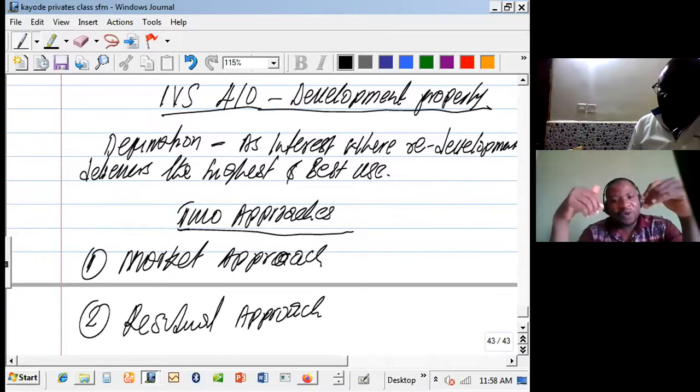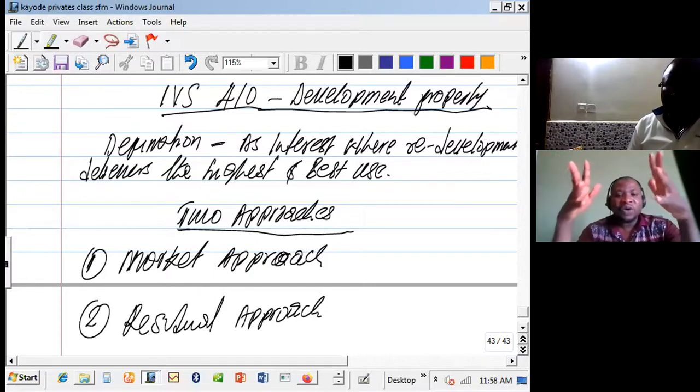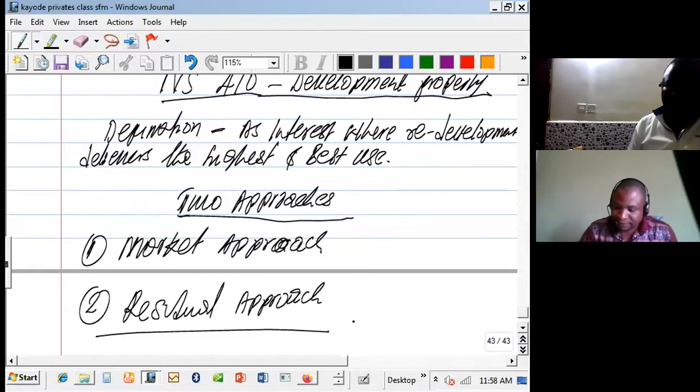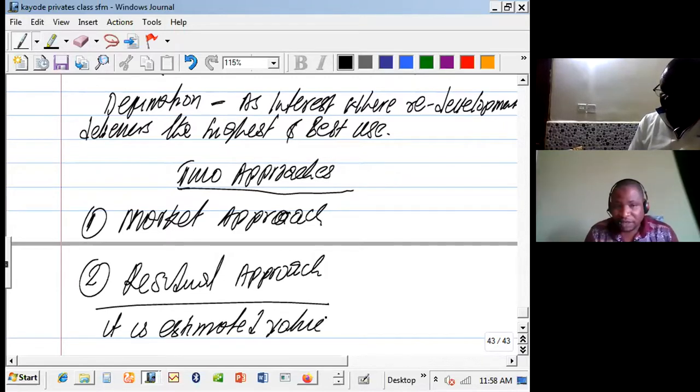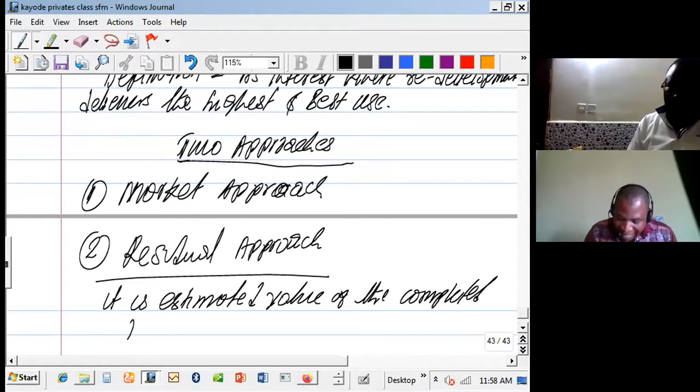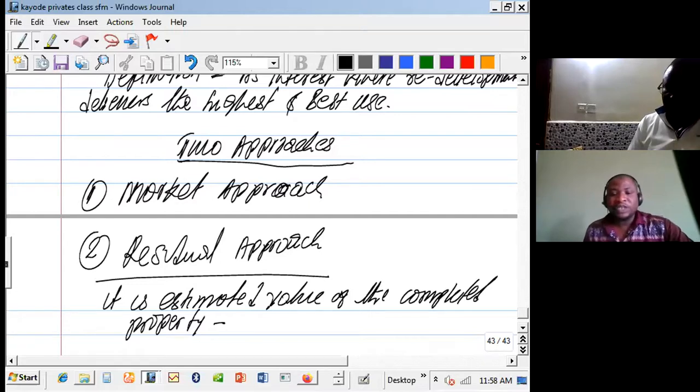Now, the second one is the one that is different, which is the residual value interest. It is the estimated value of the completed property, less all costs that are expected to be incurred to achieve the value. That is the residual interest value. If you are building a house, you say, okay, what is the estimated value of the completed house? Then we minus all costs that are expected to be incurred.